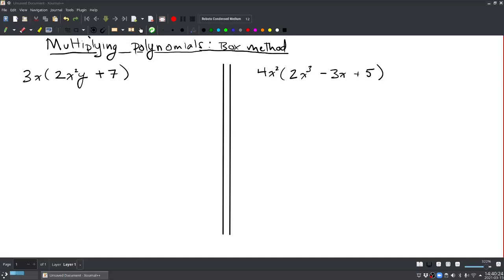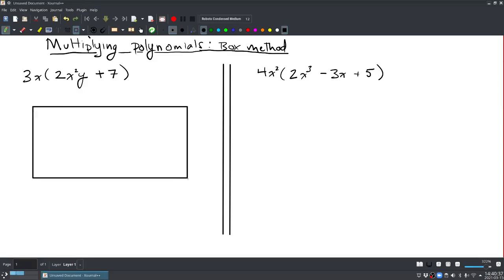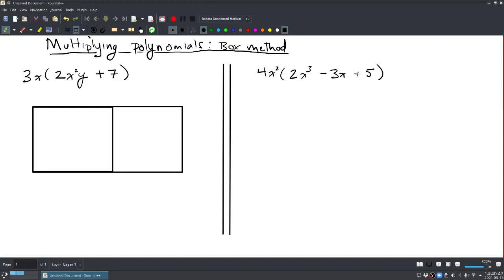Multiplying polynomials with the box method. We've got 3x times parentheses 2x squared y plus 7. So what we want to do is make a big rectangle. The area of this outer rectangle is going to be the whole product here. And we're going to split it up into two smaller rectangles like this, because we have two pieces in the parentheses. We need two parts for these two pieces.